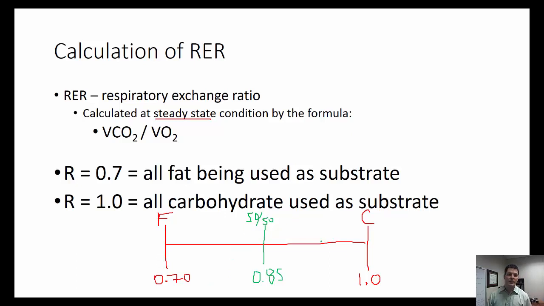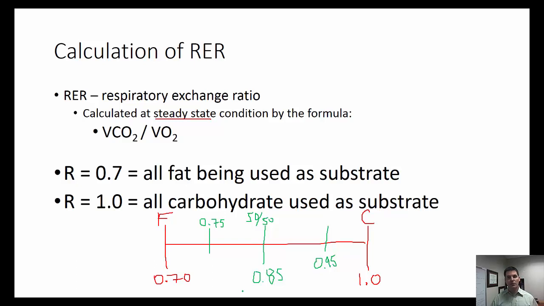So this is really the scenario I want you to, again, focus on, and as we move forward, a lot of the times we're going to talk about, okay, which way does the RER move? So is it moving from 0.85 closer to 1? So let's say a 0.95, which would again be more carbohydrates than fats, or we can move in the opposite direction, which would be maybe a 0.75. And that would tell us that we're using more fats than carbs.